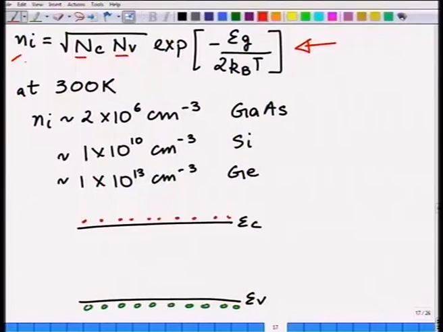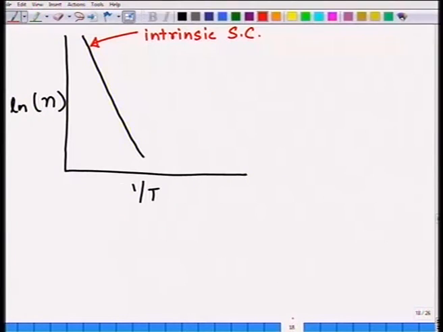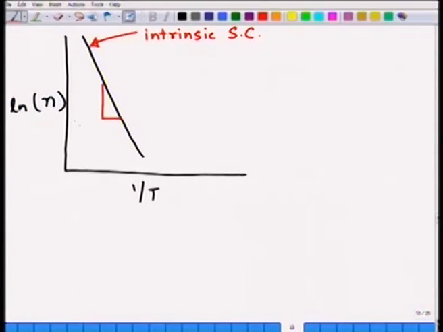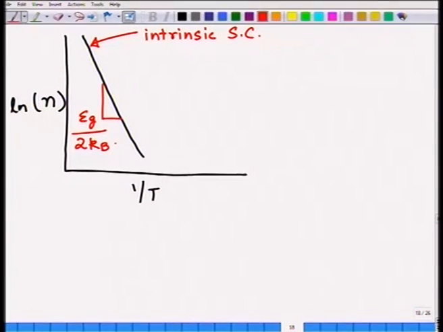If I take the natural log of Ni, then it will have a slope of Eg by 2 kb. So, the slope will be Eg by 2 kb, right. So, this could be a method of determining a band gap.